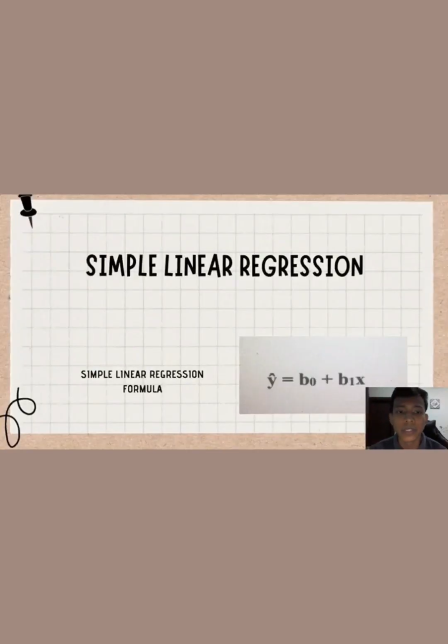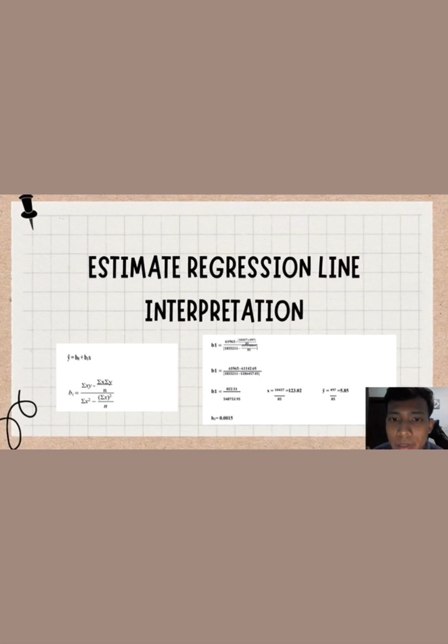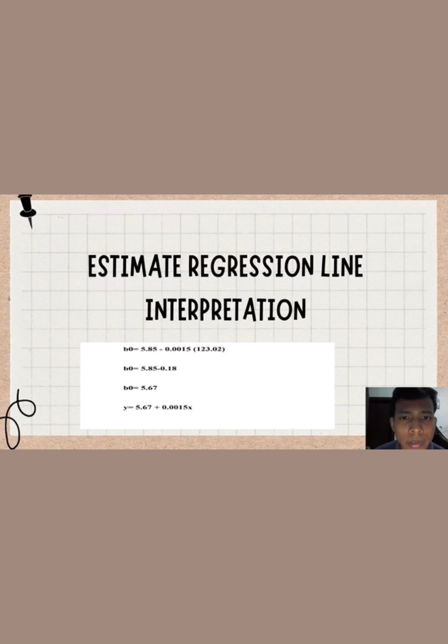Simple linear regression. The simple linear regression formula is equal to b0 plus b1x. Estimate regression line interpretation. We use the formula to find b1 and we got 5.85, and also we estimate the regression line intercept. We use the formula to find b0. We get 0.0015.